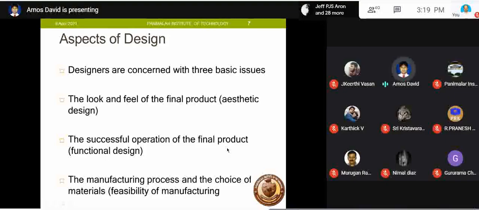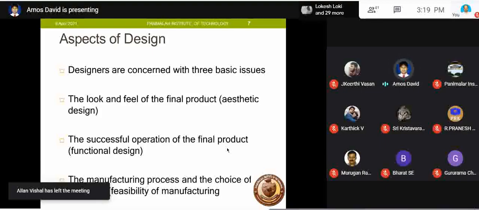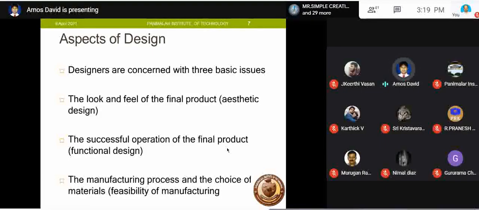Next comes manufacturing process. The manufacturing process is the choice of materials. Alright. So this comes under feasibility of manufacturing. How easy it is for the product to be manufactured? Because if the manufacturing process is going to be very complicated, then it's not going to stand out in the market. So these things have to be always kept in mind.